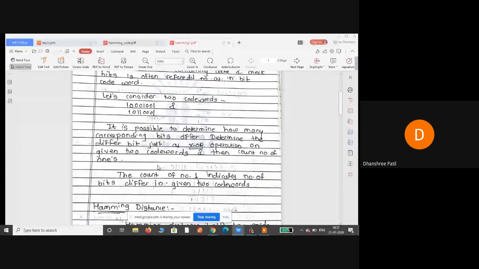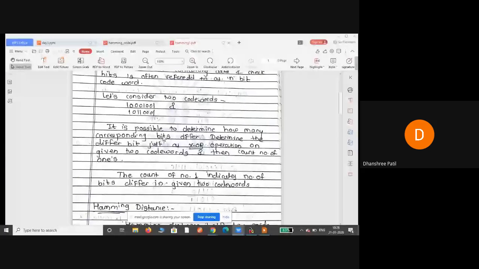Next, it is possible to determine how many corresponding bits differ. Suppose these are the two code words which I am getting, one at the sender side and one at the receiver side. Now, from these two code words or two frames, I can understand how many bits differ or how many bits are wrong. Suppose, for example, this is at the sender and this is the data at the receiver side. From these two, I can know how many bits have gone wrong.